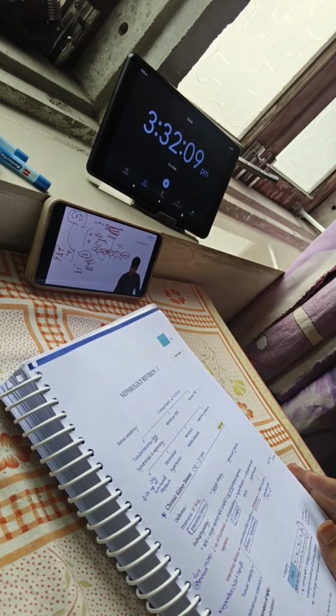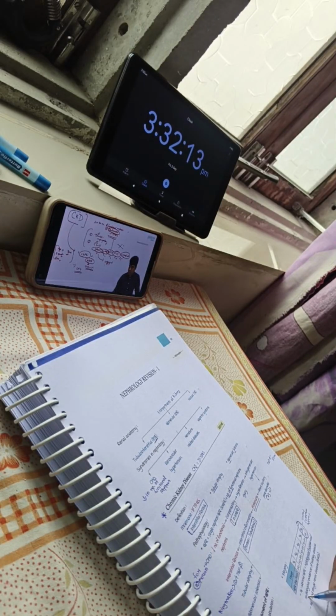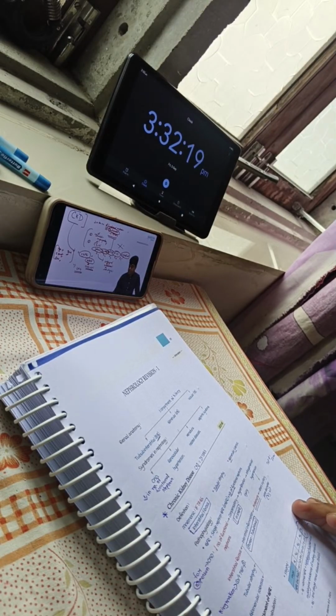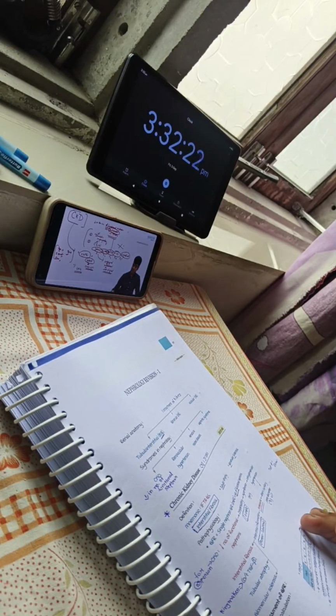So more than 90 is G1, but still you may have histological or biochemical or radiological evidence of kidney disease. So that evidence of kidney disease is there, but still your GFR is normal, that is called G1. So this is G1, 2, 3, 4, 5.